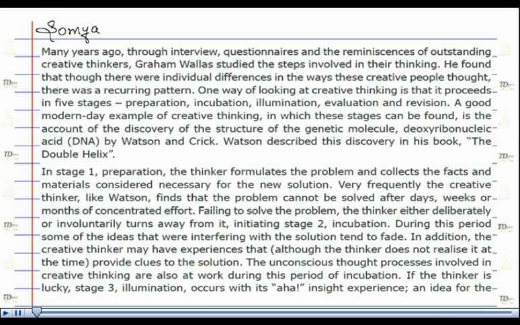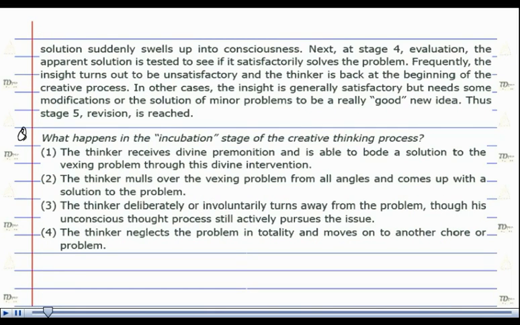Hello, I'm Soumya. The passage is... And now the question. What happens in the incubation stage of the creative thinking process? Now, for the solution, let us first check out what the incubation stage indeed was.